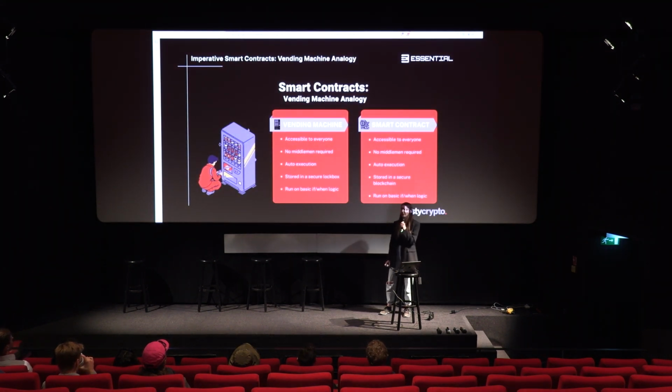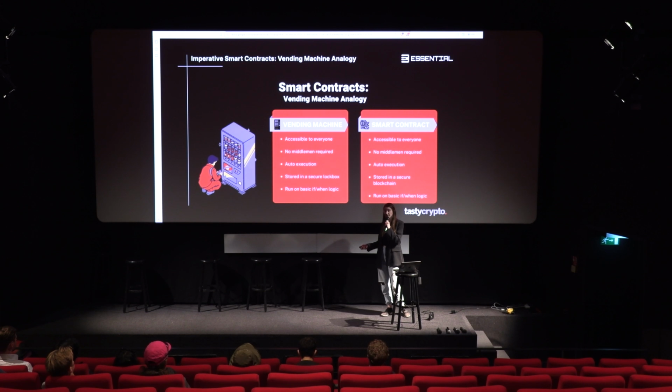So most of you probably would have heard of the vending machine analogy for smart contracts. This is quite an imperative model. And basically it's a simple example of a self-enforcing smart contract. The philosophy behind this is that blockchains should be places where contracts can be enforced and automatically executed without the need for a trusted intermediary.